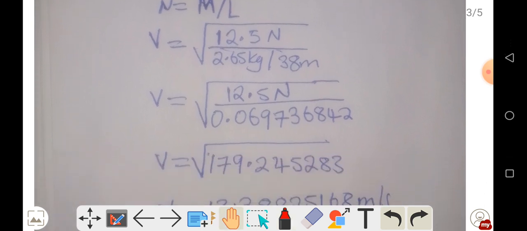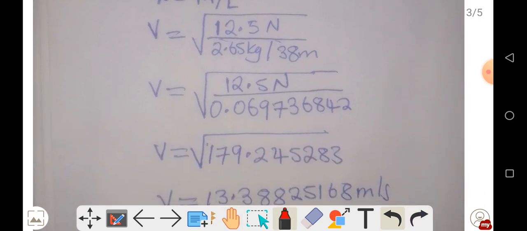Now we will go forward by simplifying what is in this square root. So 12.5 divided by 0.069736842. When we divide, we get the square root of 179.245283. This is what we are getting.